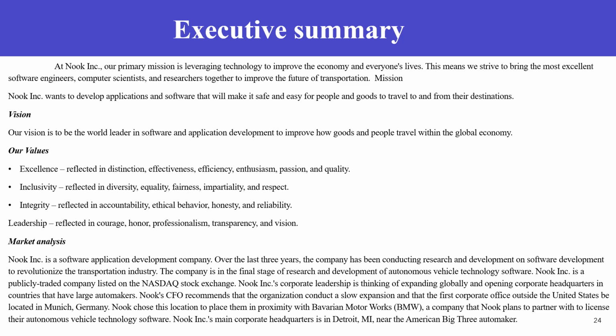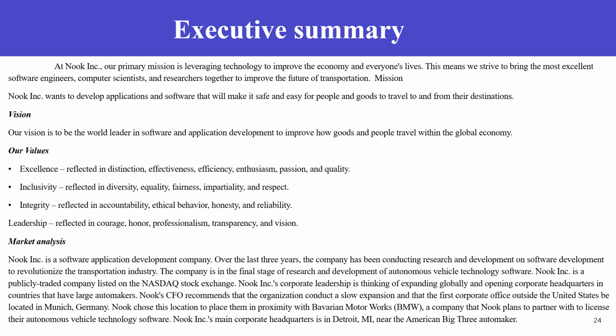Now we look at the executive summary of NICS Incorporated. At NICS Incorporated, our primary mission is leveraging technology to improve the economy and everyone's life. This means that we strive to bring the most excellent software engineers, computer scientists, and researchers together to improve the future of transportation. The mission: NICS Incorporated wants to develop applications and software that will make it safe and easy for people and goods to travel to and from their destination. Vision: our vision is to be the world leader in software and application development to improve how goods and people travel within the global economy. Our values are excellence, inclusivity, integrity, and leadership.